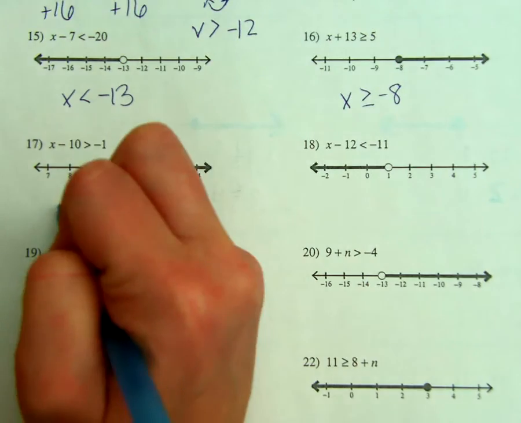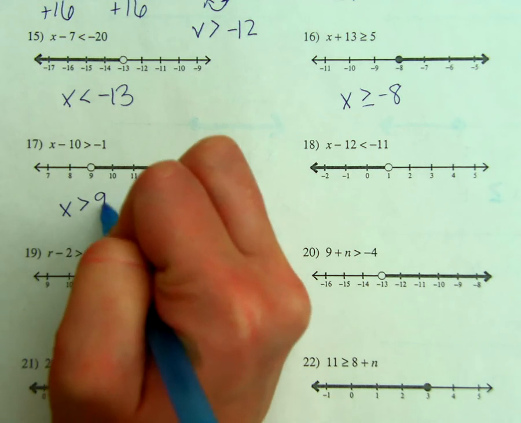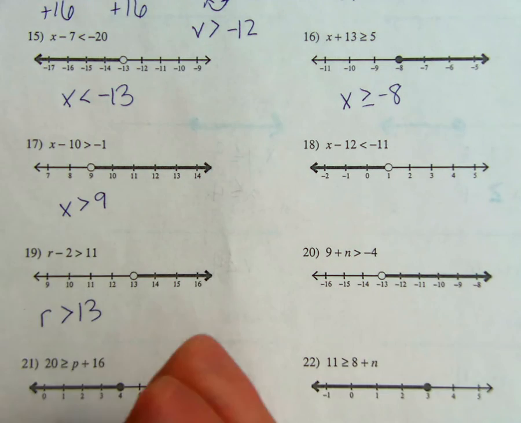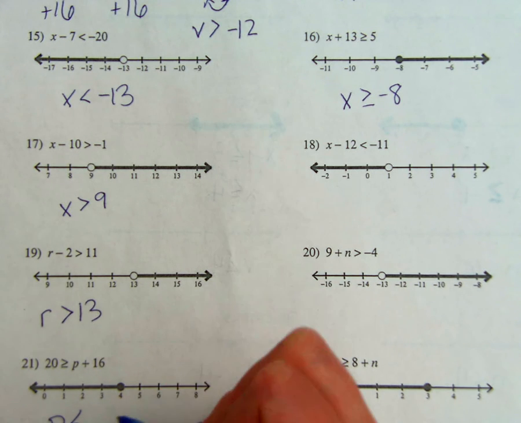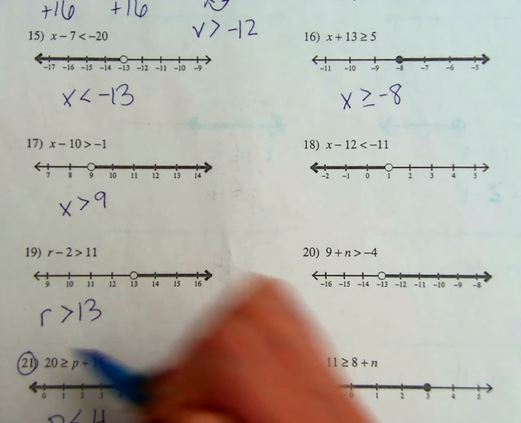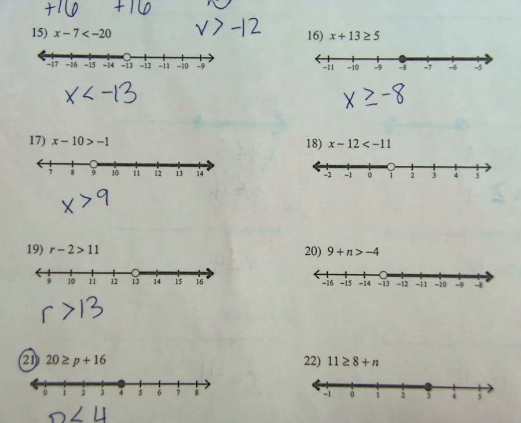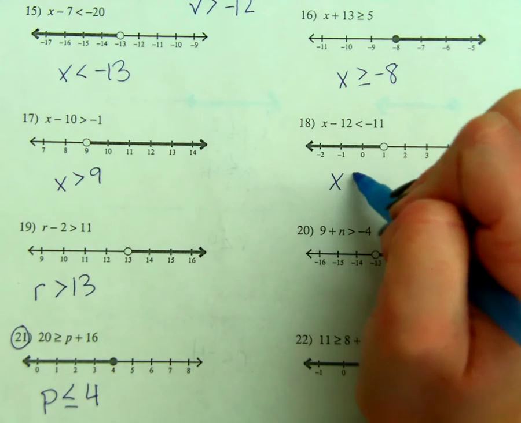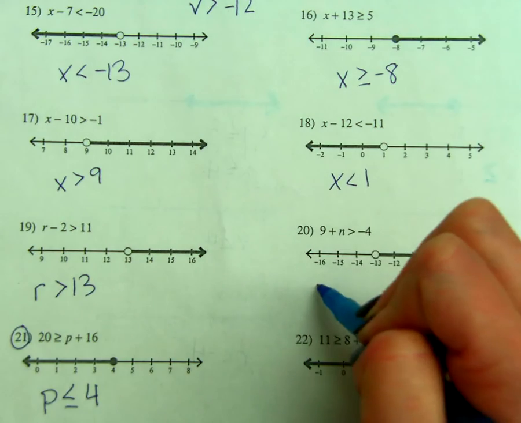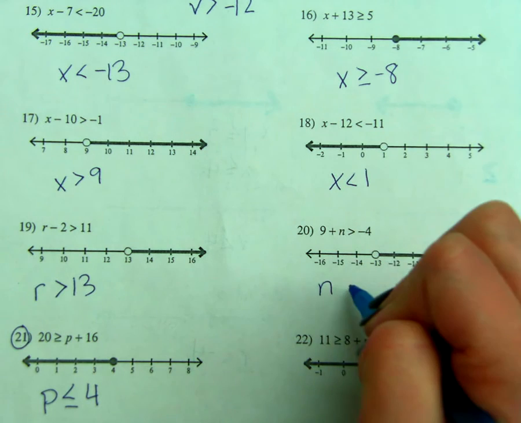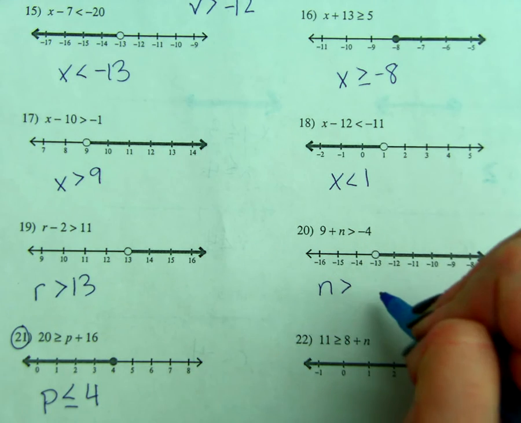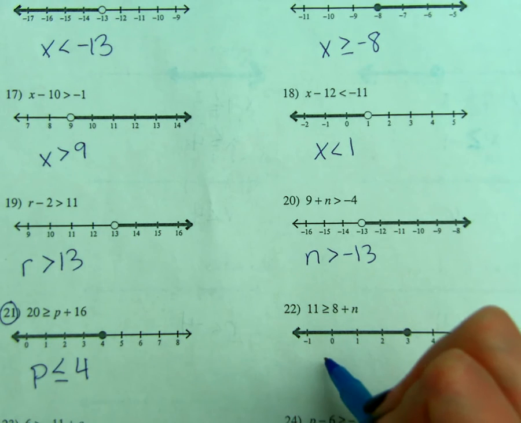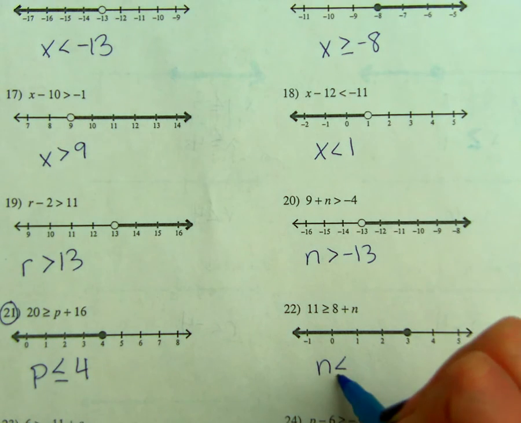X is going to be greater than 9. R is going to be greater than 13. P is going to be less than or equal to 4. This is one that switches, so please be careful. Number 18, x is going to be less than 1. For number 20, n is going to be greater than -13. And number 22, n is going to be less than or equal to 3.